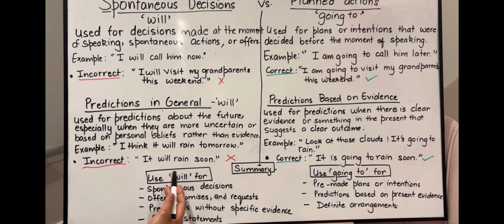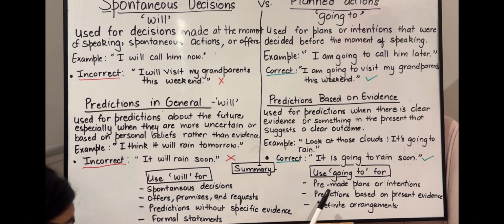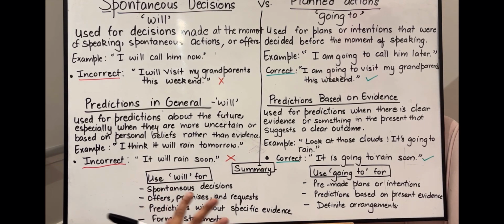So the summary is we use will for spontaneous decisions, offers, promises and requests, predictions without specific evidence, and formal statements, whereas we use going to for pre-made plans, intentions, predictions based on present evidence, definite arrangements. So understanding these distinctions will help you choose the correct form depending on the context, ensuring clear and accurate communication about future events.